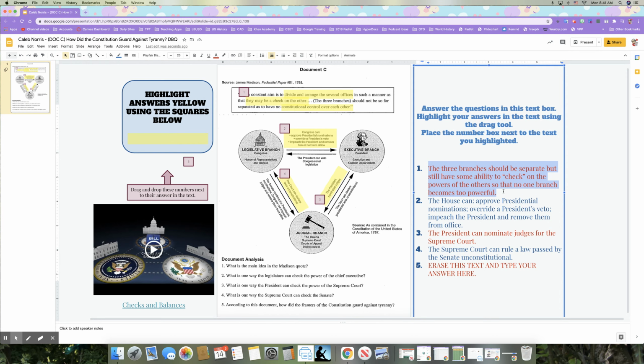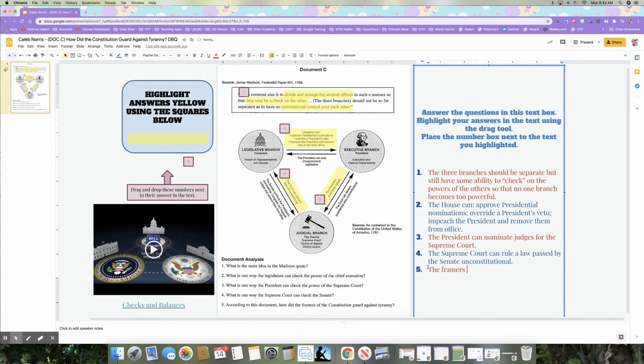By separating them, which we talked about in a previous document, separating the powers, making them equal, but still making sure that each has the power over the other to make sure that the other branches are following the law of the Constitution. As long as all of the branches are following the law of the Constitution, we're not going to have one group that has too much power, which means we're not going to have a tyranny. Okay, so let's shape an answer for number 5.